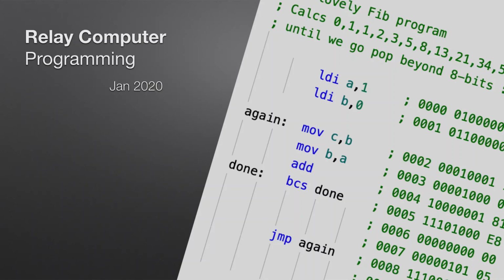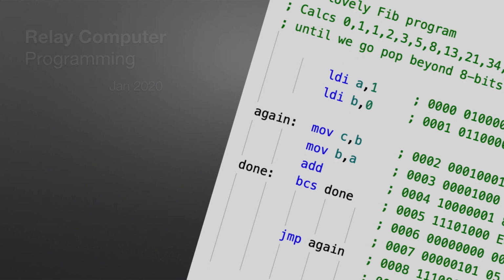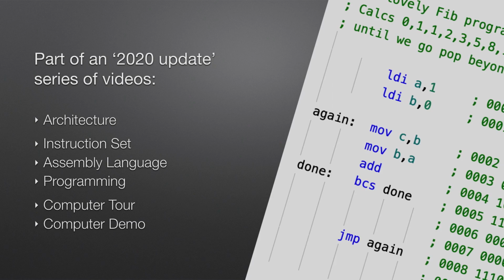This is a video covering programming of my relay computer, and it forms part of a 2020 update series of videos, and this is the fourth in the series. So far we've covered the architecture of the relay computer, the instruction set it uses, an assembly language which makes it easier to program the computer, and then we have this video. Later on we'll do a tour of the computer and then finish off with a demo of a program running on that computer.